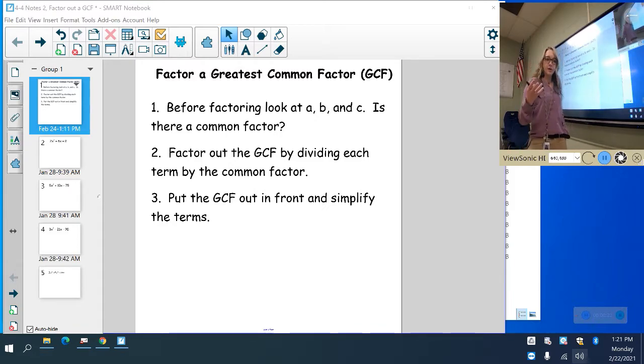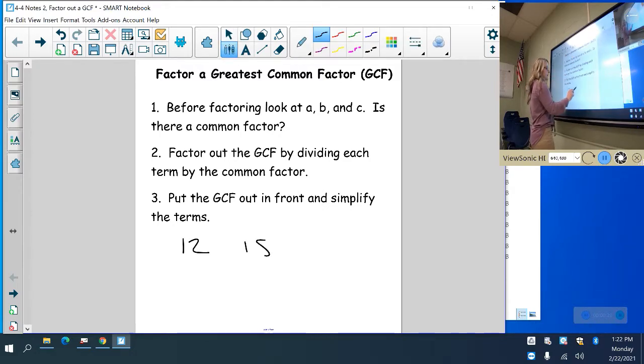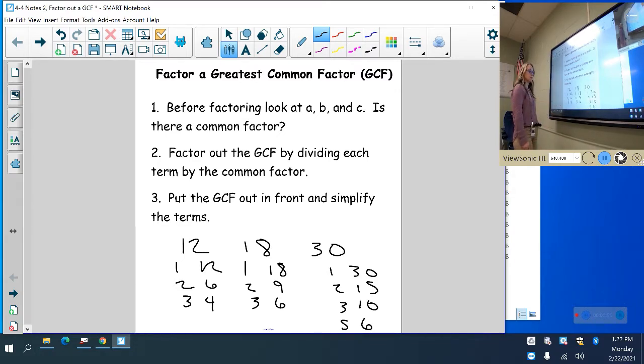can be divided by. For example, if I have 12, 18, and let's say 30. What can all of those numbers be divided by, or the largest number that all those can be divided by? Well, the factors of 12 are 1 and 12, 2 and 6, 3 and 4. Factors of 18 are 1 and 18, 2 and 9, 3 and 6. Factors of 30 are 1 and 30, 2 and 15, 3 and 10, 5 and 6. So what's in all three of those? That's the largest in all three of those. Well, it's 6. The greatest common factor is 6.